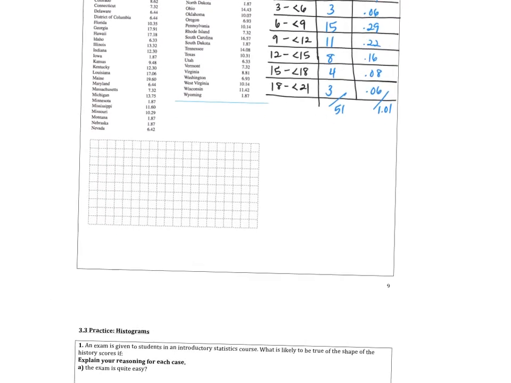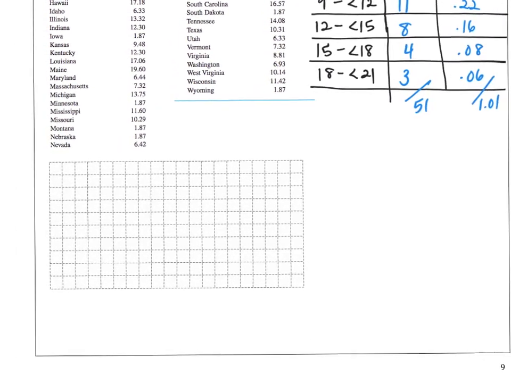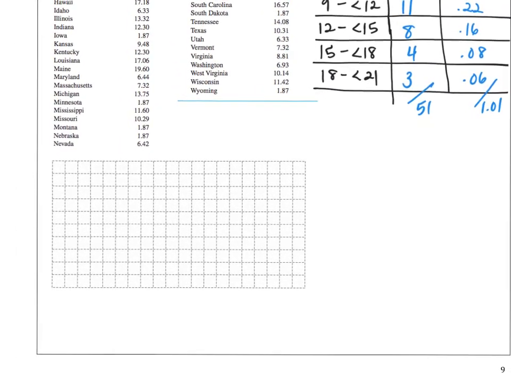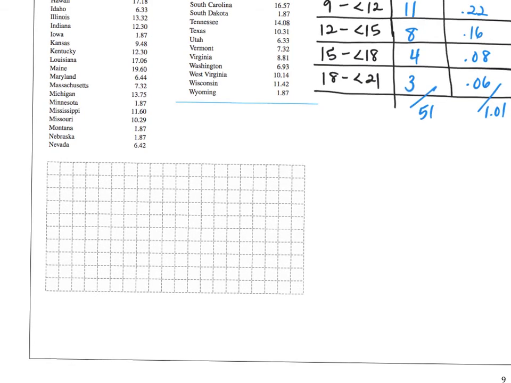All right, now we're gonna move on to our histogram. We're gonna come down here. We're gonna make sure that we label our X and our Y axis accordingly. So I'm gonna go ahead and do that. I'm going to pause this video. You do that too, and then we'll come back to make the histogram.